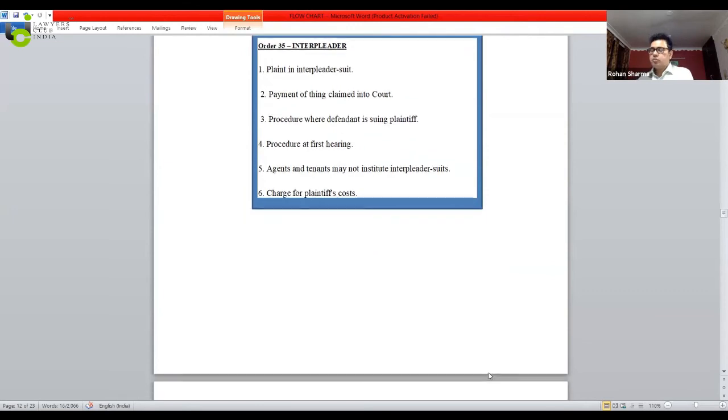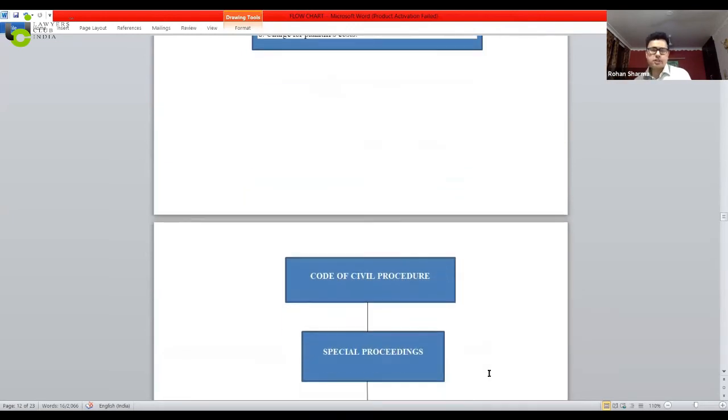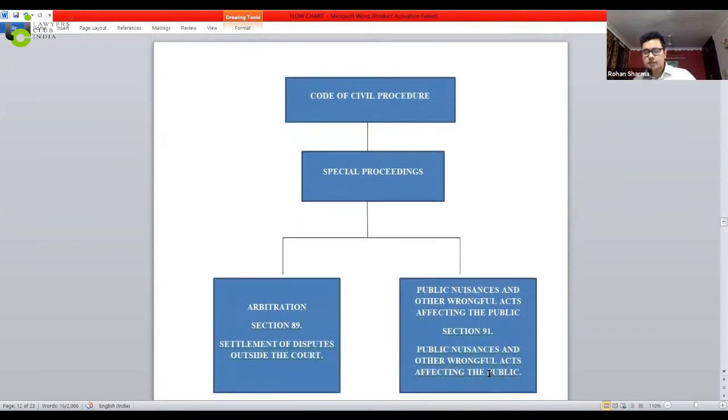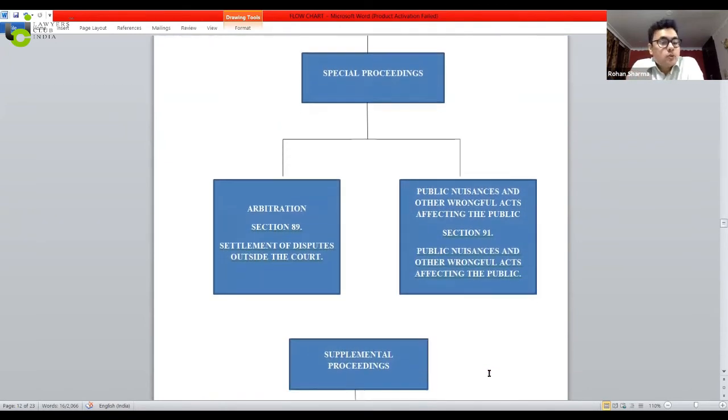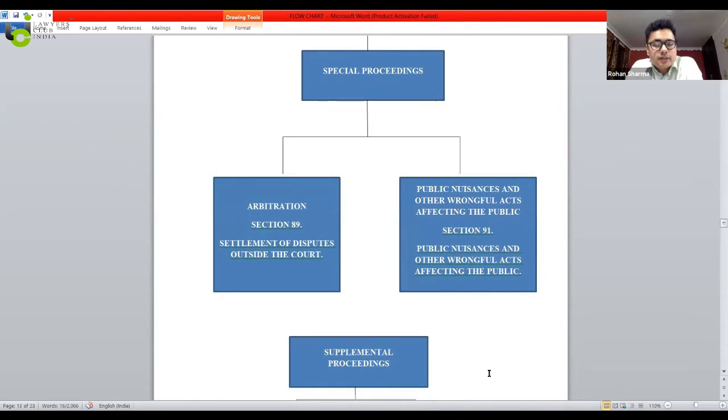Then we move on to the category of certain special proceedings. Section 89 talks about cases wherein the court feels that the claim can be sorted out of court. In this circumstance, under Section 89, although arbitration is mentioned, the court essentially has the power to direct the parties to refer the matter either for arbitration, mediation, or an out-of-court settlement before a court-appointed person or a court-appointed commission, things like that.